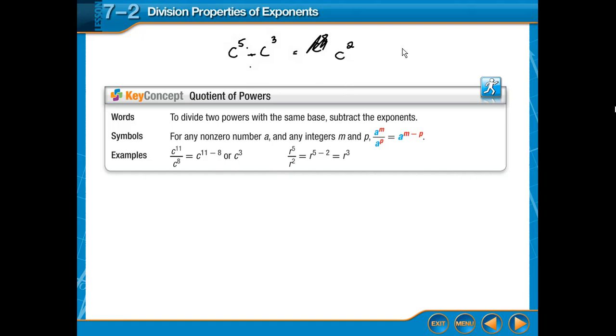If you think about it, let's look at r to the 5th over r squared. That's r times r times r times r times r over r times r. Remember, if you have something multiplying in the top and bottom, they cancel each other out. So this r cancels that one, and this one cancels that one. What we're left with is r times r times r, which is r cubed. So r to the 5th minus 2 is r cubed. So you subtract the exponents when you're dividing with the same base.